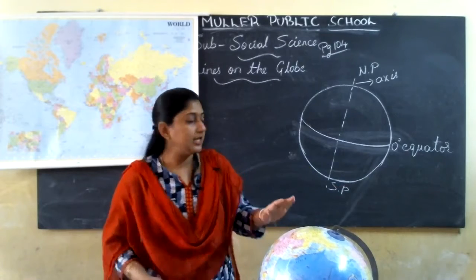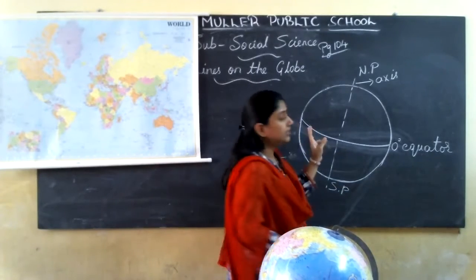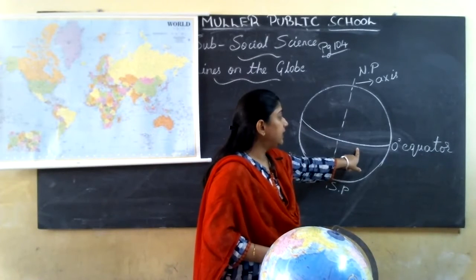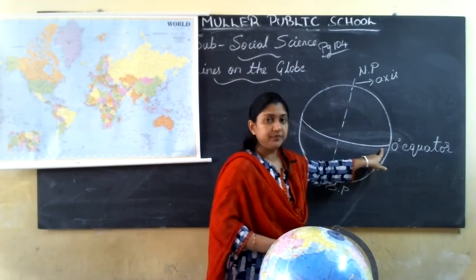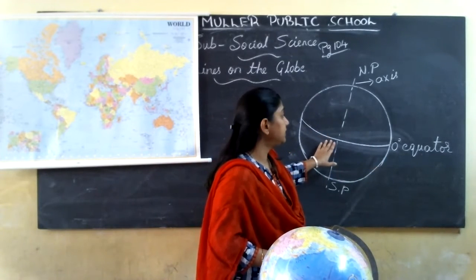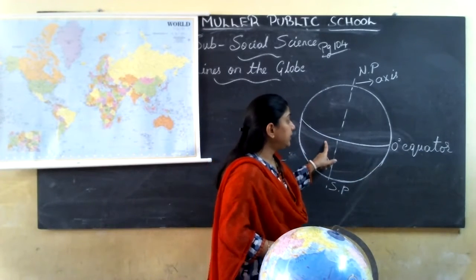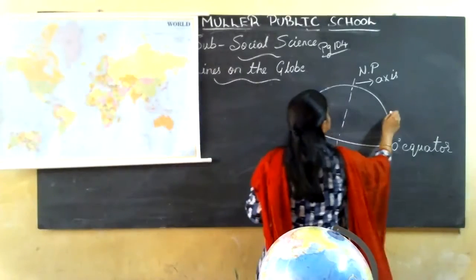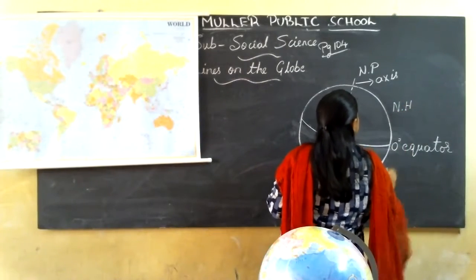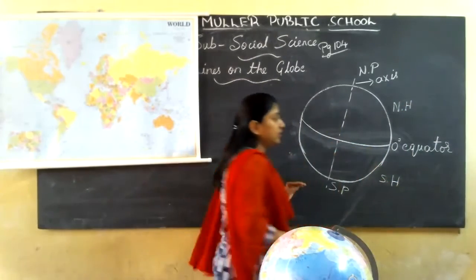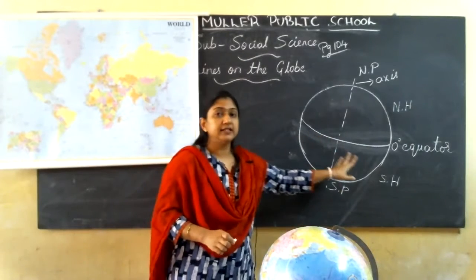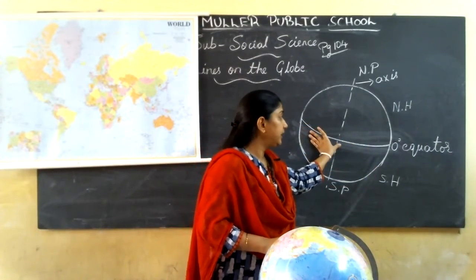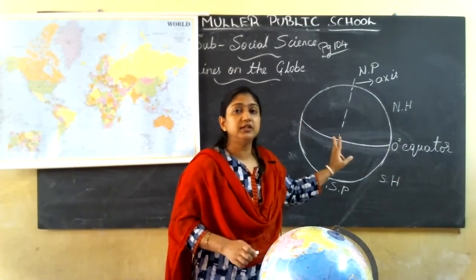And there is an imaginary line that runs in the middle of the earth horizontally. It is called what? It is the equator. The equator divides the earth into two halves, that is the northern hemisphere and the southern hemisphere. So it is also called the great circle because it is the greatest circle that surrounds the earth.